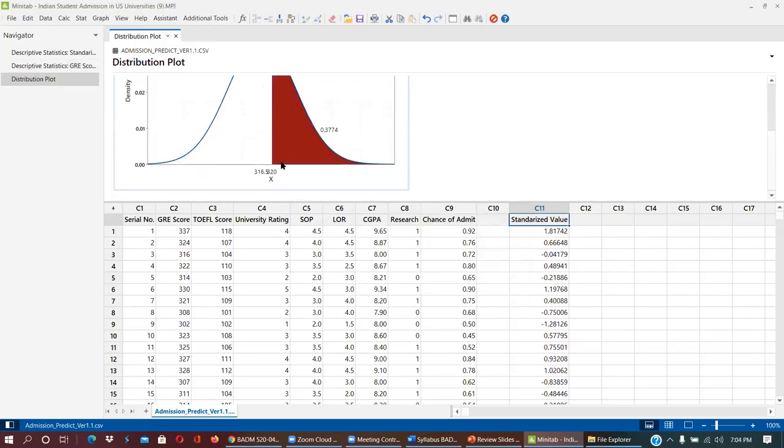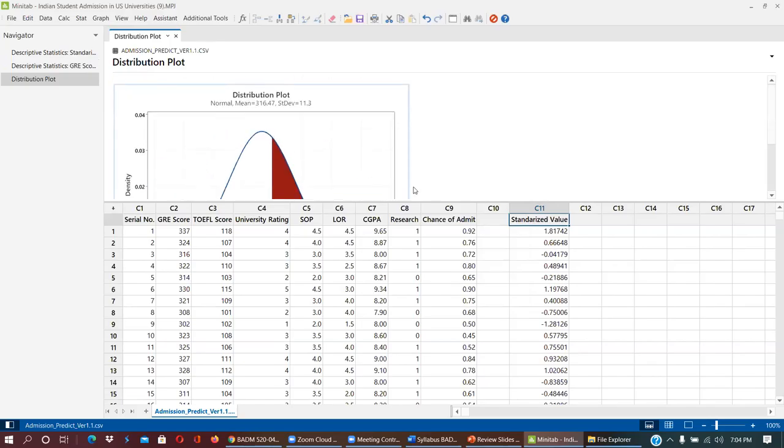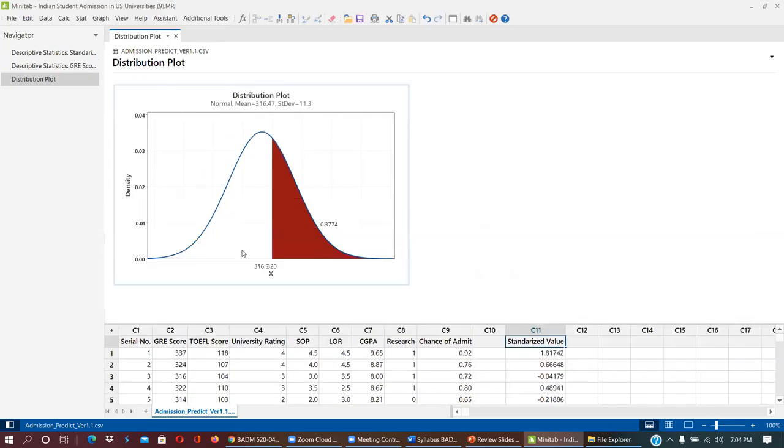You can see this is the... I need to make it. So 316 is the mean. So certainly I have 320, which is above 50%. So I am above 50%. This is 37.74, and this is remaining. So basically I'm coming under 62 percentile.